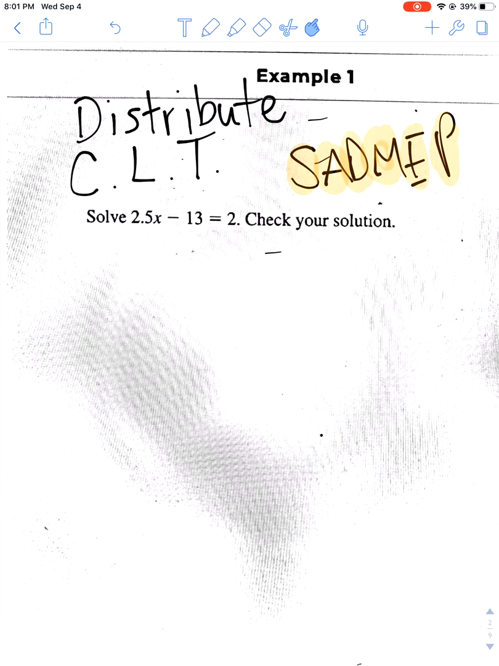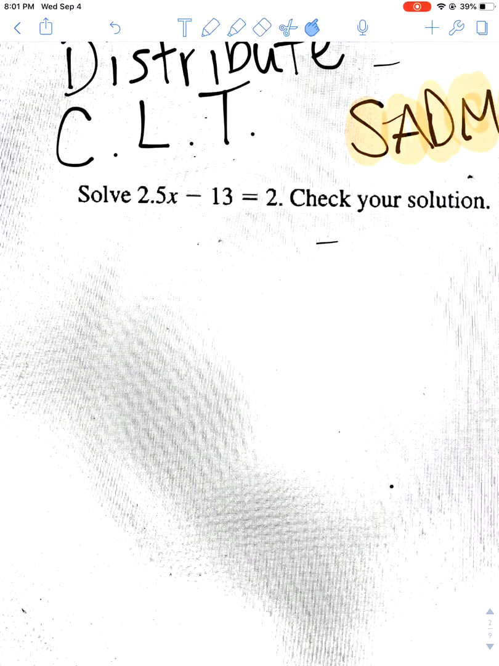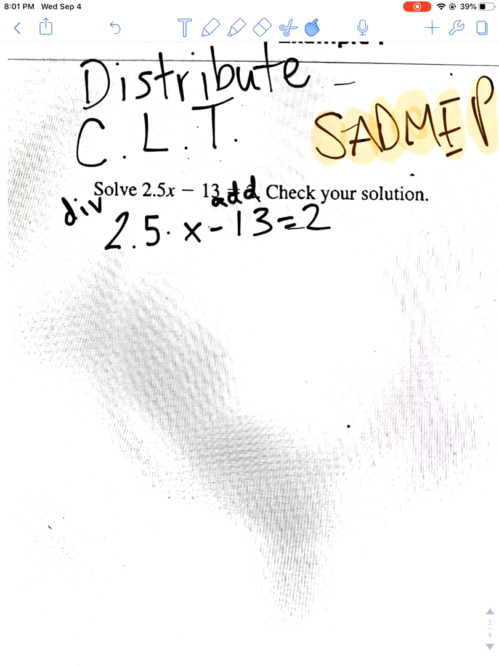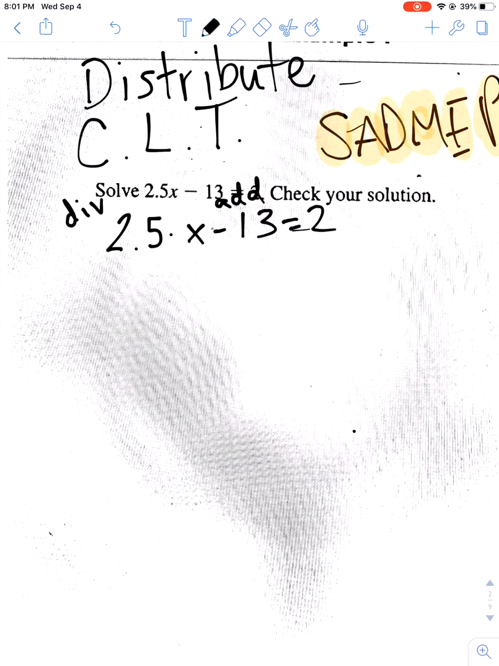So if I look here, I'm going to rewrite this as 2.5 times x minus 13 equals 2. So I know that I'm going to have to divide here, and I'm going to also have to add here. So I look, there's no distributing, there's no like terms, so I go SADMAP, and I go in reverse order. So according to SADMAP, I need to add first. So I'm going to add 13 to both sides.